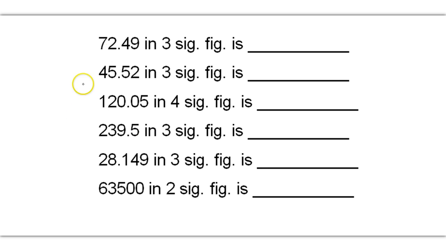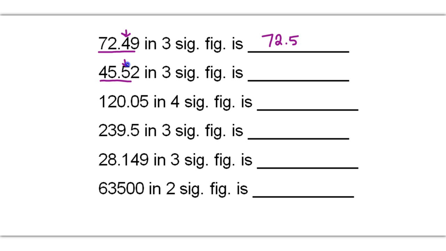Alright, some practice. So 72.49 rounded to 3 significant figures. So I want to keep those first 3. Does that 4 stay a 4 or round up? Since it's followed by a 9, it's going to round up. So we'll have 72.5.